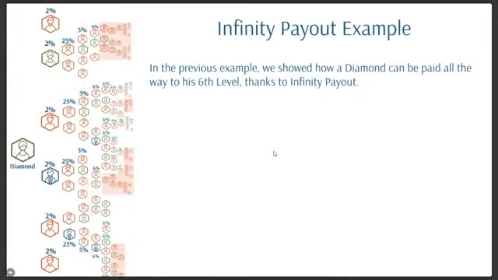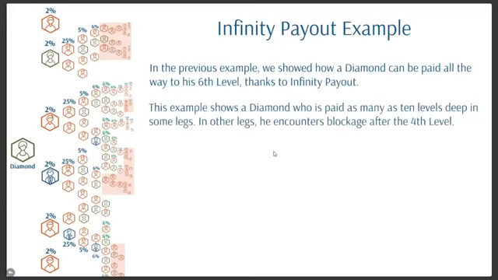So like I mentioned in that previous example, we showed how a diamond can be paid all the way to their 6th level thanks to Infinity Payout. And I promised you that I would give you an example of what this looks like for a typical diamond organization, right? If you're having to have 3,000 3-level volume, you're going to have more than just one leg with some people going straight down.